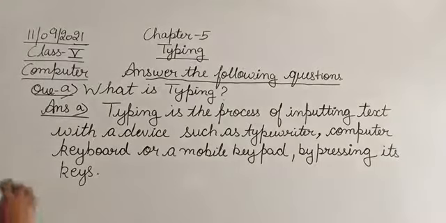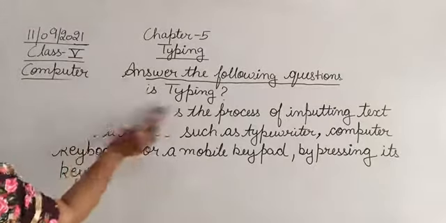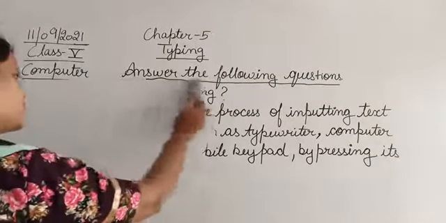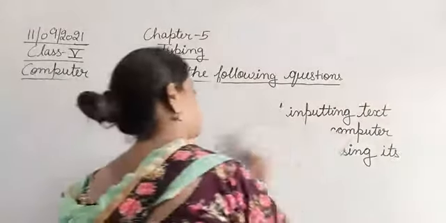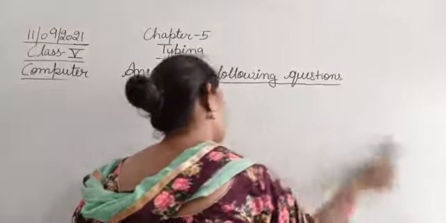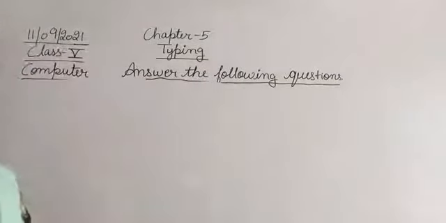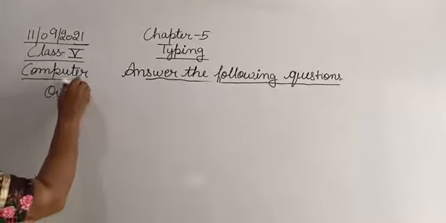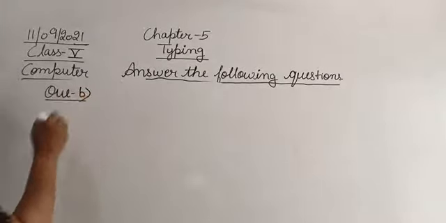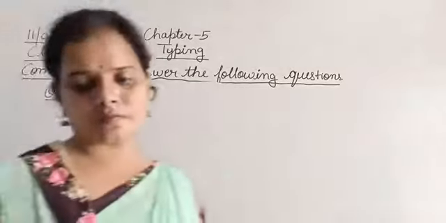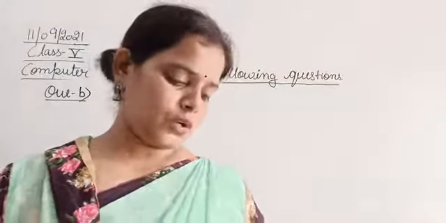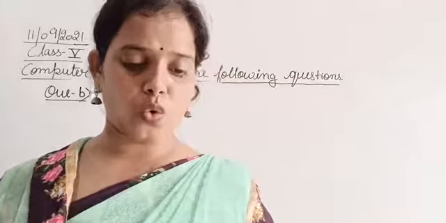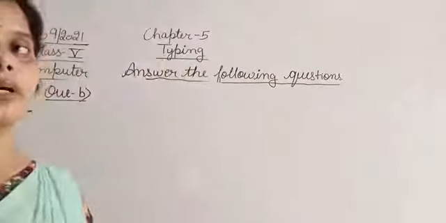Moving next to question number B, the same chapter number 5. Let's move to the question number B. The question is, what do you mean by home keys? This is question number 2.